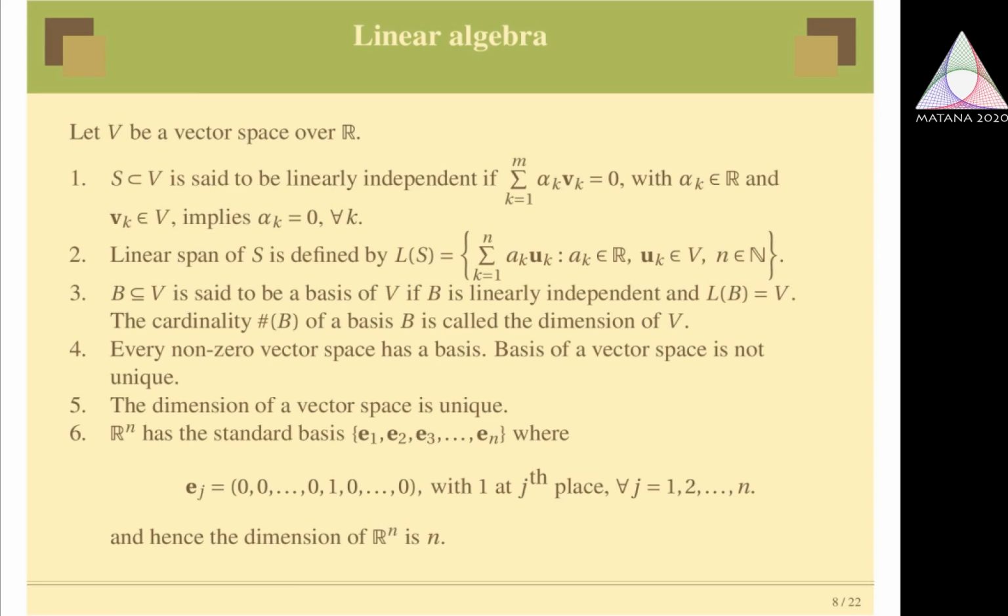We know that every non-zero vector space has a basis, and the basis of a vector space is not unique. However, the dimension of a vector space is unique. R power n, the Euclidean space, has the standard basis E1, E2, E3, ..., En, where Ej is the n-tuple in which the jth coordinate is 1 and the remaining coordinates are 0.